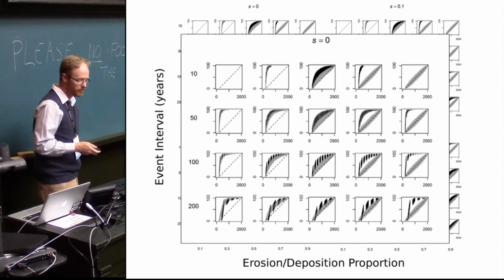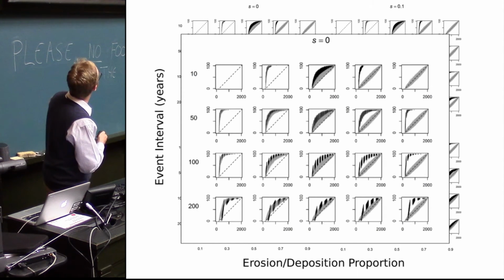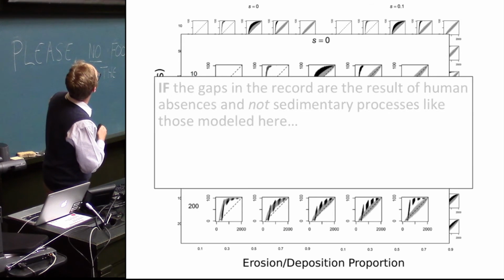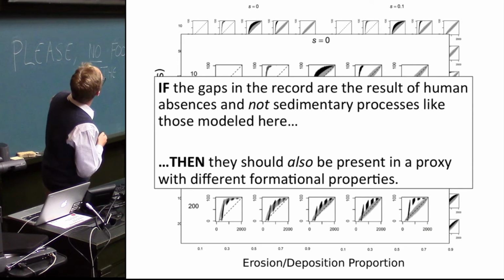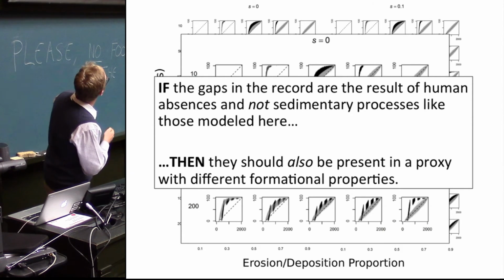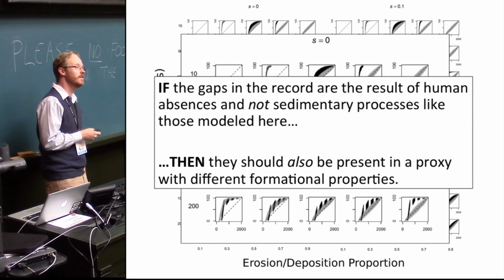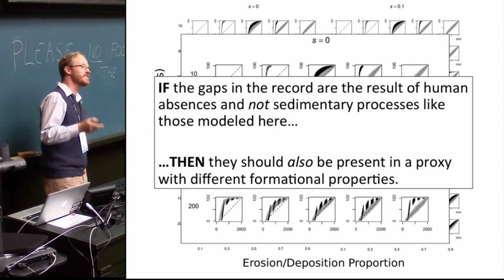Right. So let me formulate my hypothesis again. If the gaps in the record are the result of human absences and not sedimentary processes like those modeled here, then they should also be present in a proxy with a different formation property like OSL. Because what would be missing is the features, not the components of them.